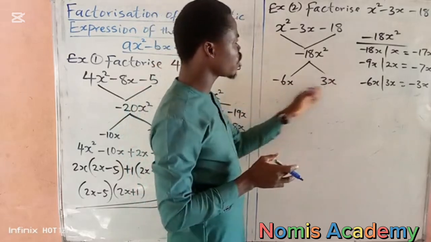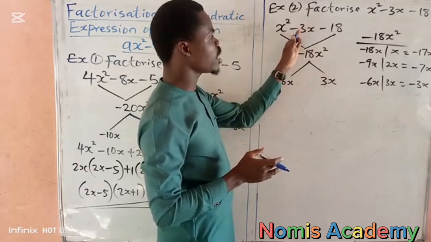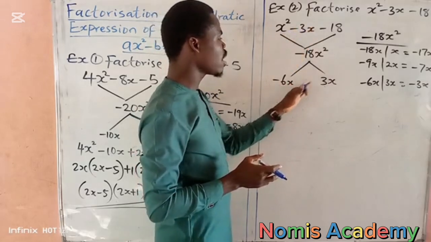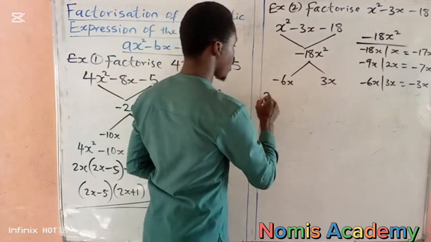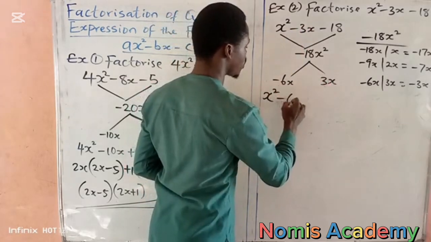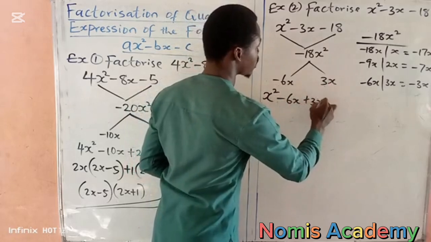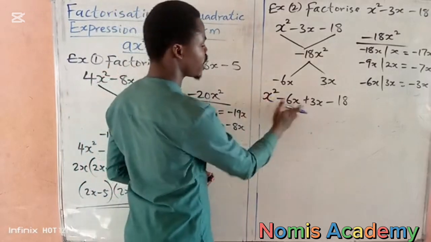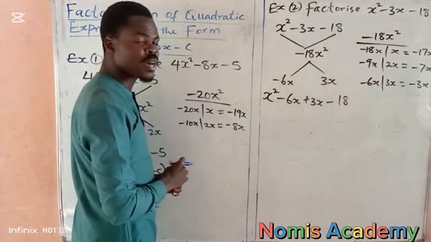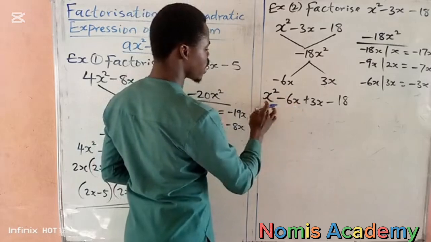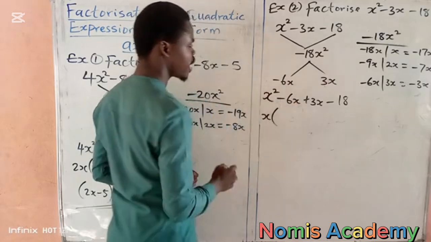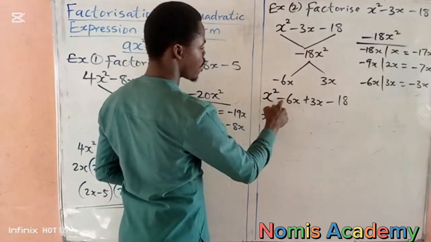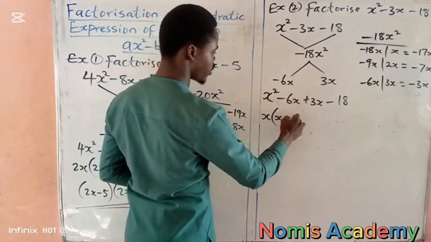Now these required factors, I'm going to replace them with minus 3x. Instead of writing minus 3x, I'm going to write minus 6x plus 3x. So that will be x squared minus 6x plus 3x minus 18. Now, pick the first two terms and pick out the common factor. The common factor between these two terms is x. And then enclose the rest in a bracket. x squared divided by x is x. Minus 6x divided by x is minus 6.